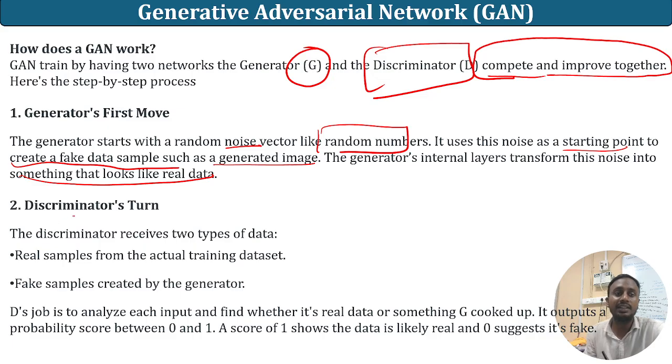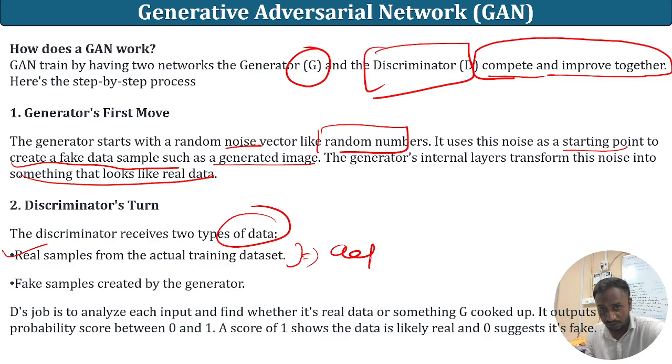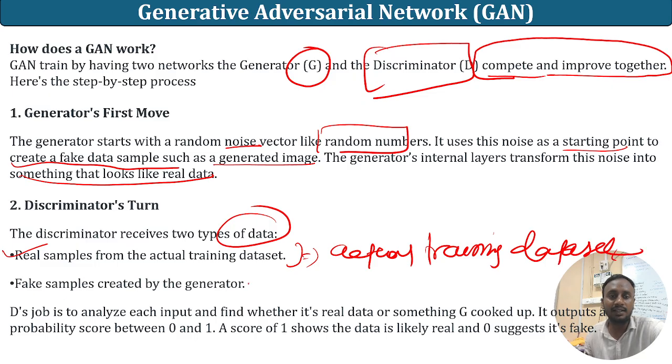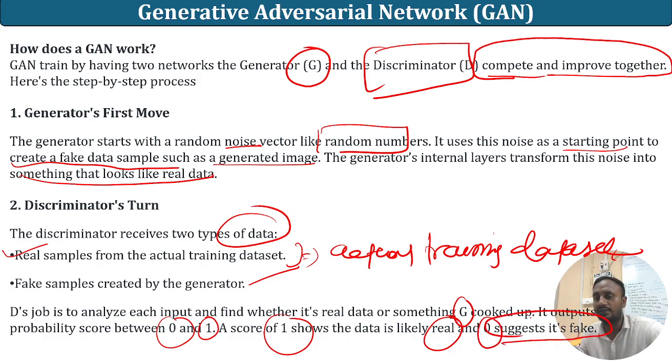Then the second turn is the discriminator. The discriminator receives two types of data: real samples from the actual training data set, and fake samples created by the generator. The discriminator's job is to analyze each input and find whether it's real data or something the generator cooked up. Its output is a probability score between 0 and 1. If the score is 1, the data is likely real. If it is 0, it's suggested to be fake. It's a binary classification.